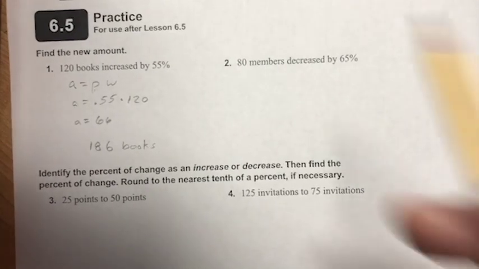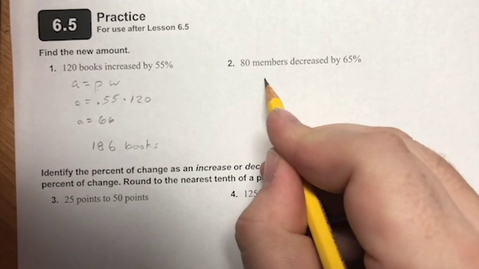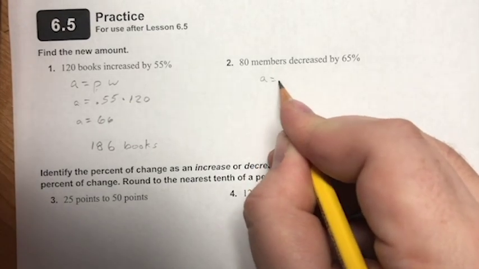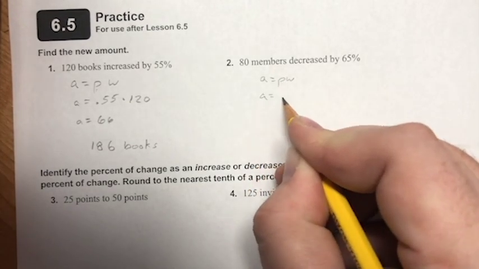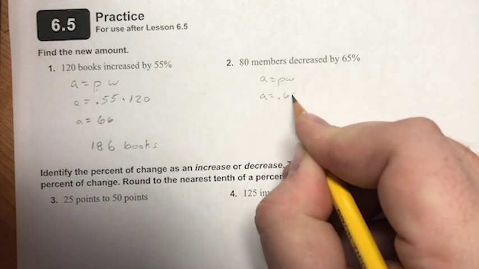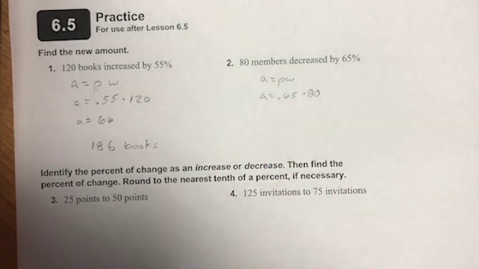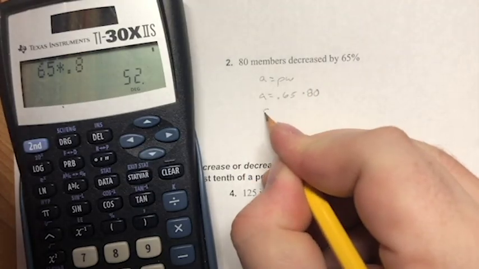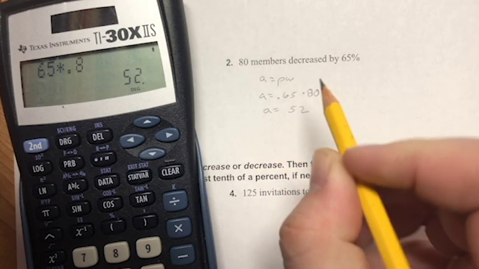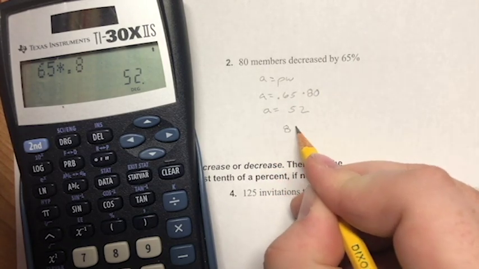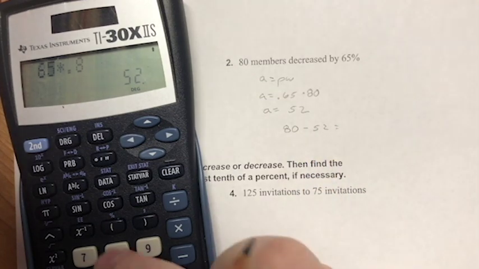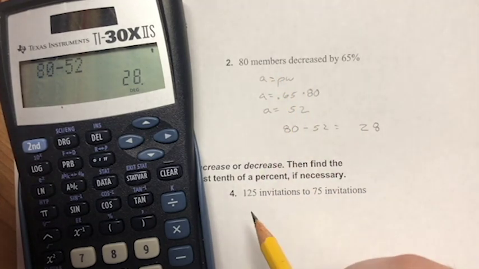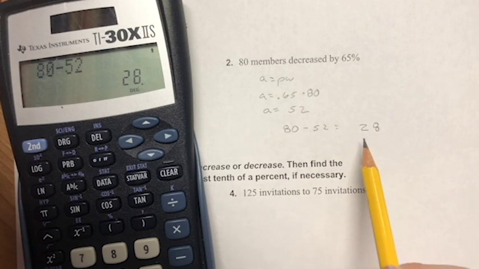Number two is very similar, but this time it says decreased. So I still need to find that physical change, which we said in step one. It's that same concept, and I'm going to plug everything in: 0.65 for my percent times my whole. When I do that, I'm going to get 0.65 times 80, and I get 52. So my physical change is 52. And since it's a decrease, I'm actually going to say 80 minus 52, and that is going to give me 28. So after I decreased by 65%, I went from 80 down to 28.